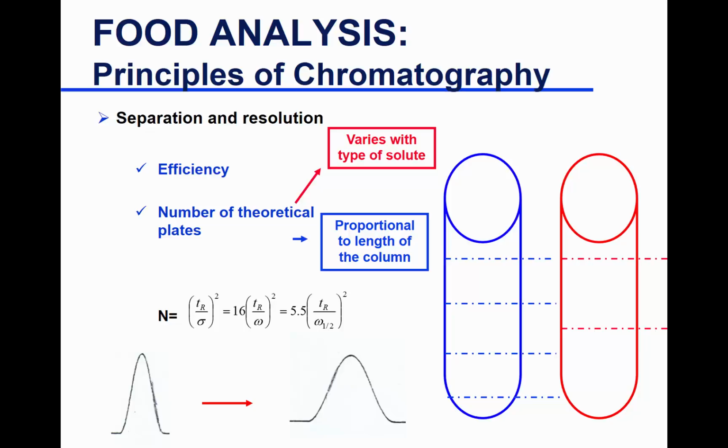Okay. So the number is inversely proportional to the width of the peak. Yes, because when the width is bigger, that means your number of theoretical plates is lower.